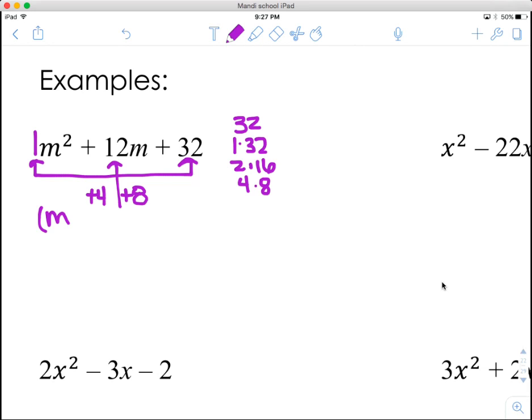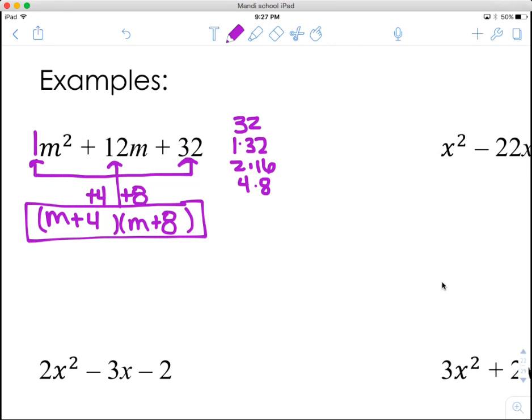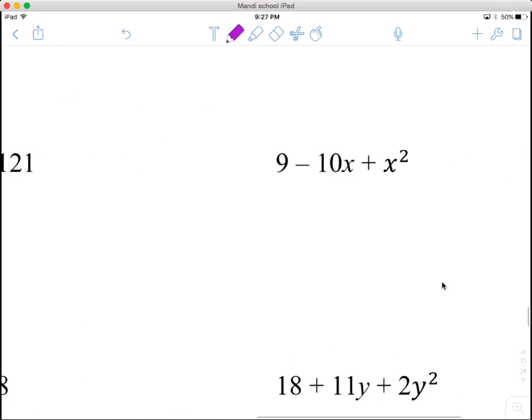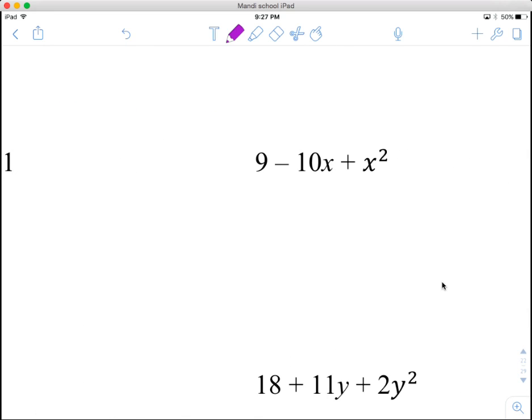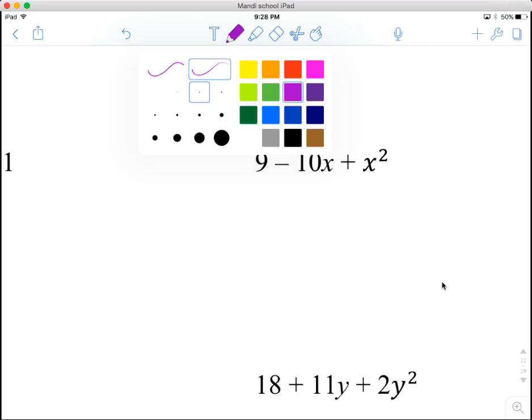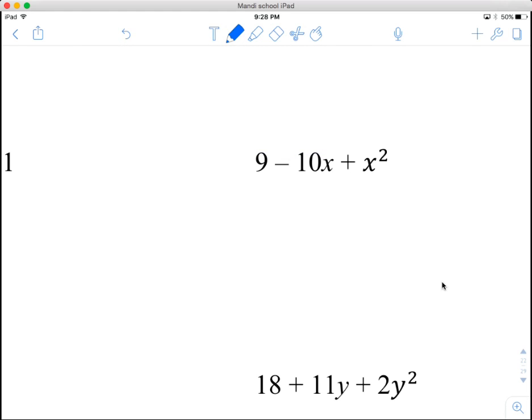So m and m plus 4 plus 8. And that gives you both of your factors. Okay, let's skip to this last one on this row. So can you factor when they're in reverse order? Yes. Is it difficult to factor when they're in reverse order? Absolutely. So let's switch it around.